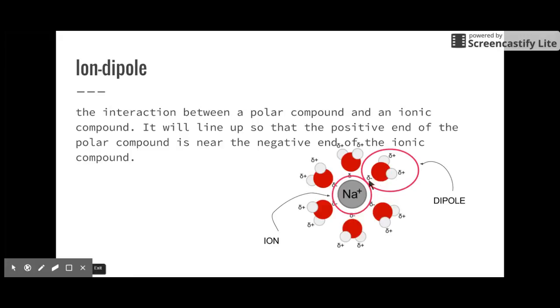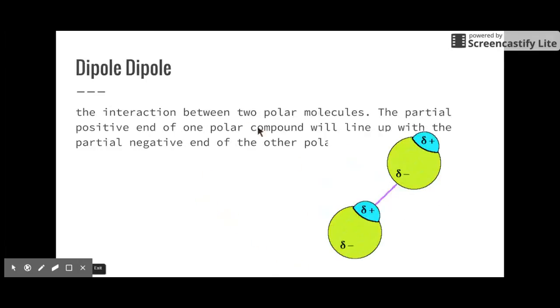It literally comes in, and the partial negative end of water will rip off the positive ion from sodium chloride. Think about that in terms of chlorine. If chlorine came in with a negative charge, the water molecules would flip around and the positive ends of the water molecules would rip off the chlorine.